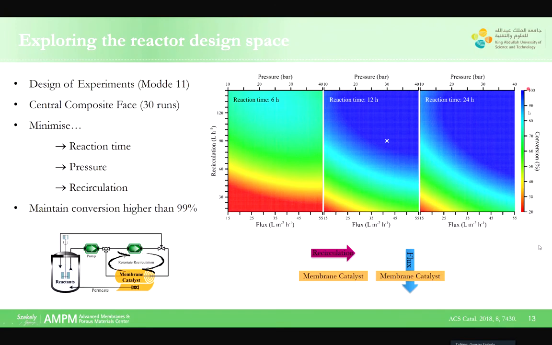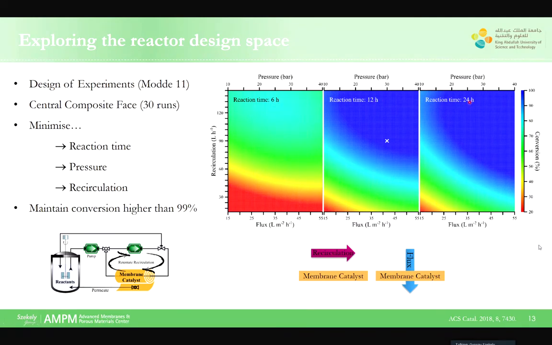So here you can see the conversion. That's actually the contour plot. And we have on this axis the recirculation in liters per hour. We have the pressure on the x-axis, which basically translates to the obtained flux, because we kept the membrane area constant in this system. And we also changed the reaction time, 6 hours, 12 hours, and 24 hours.